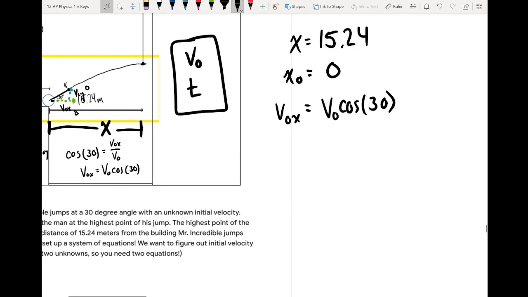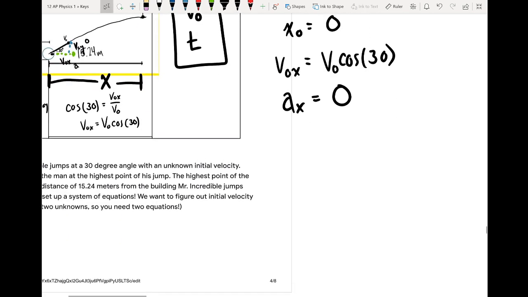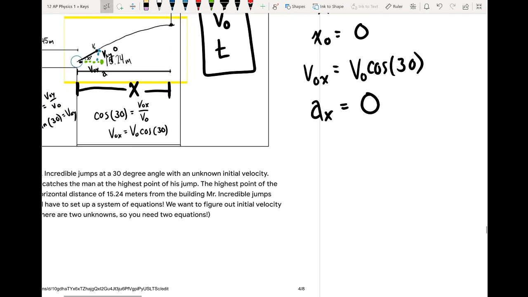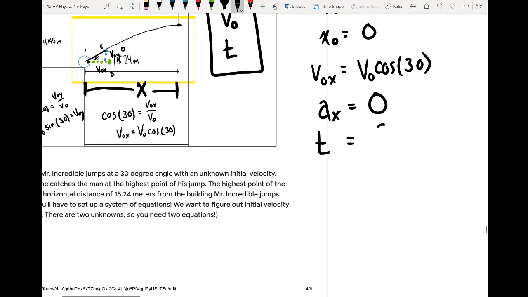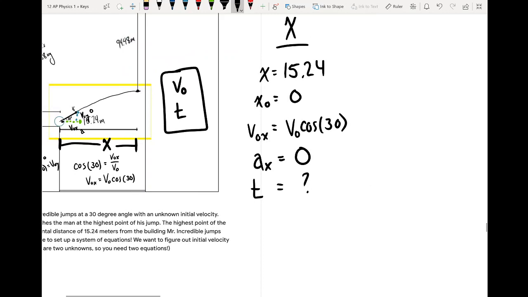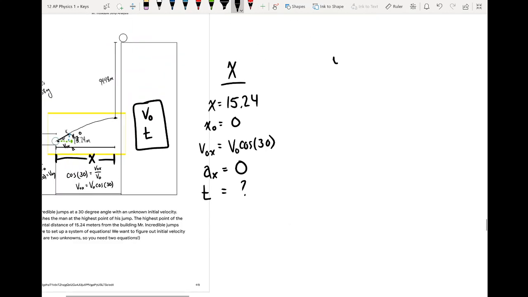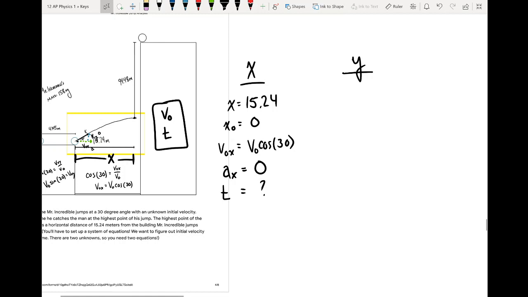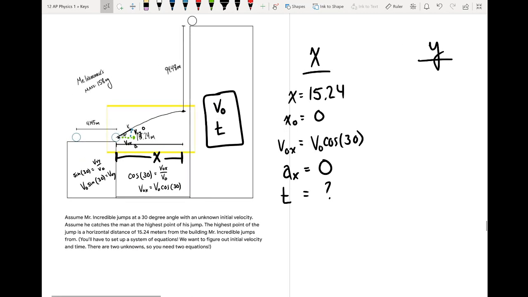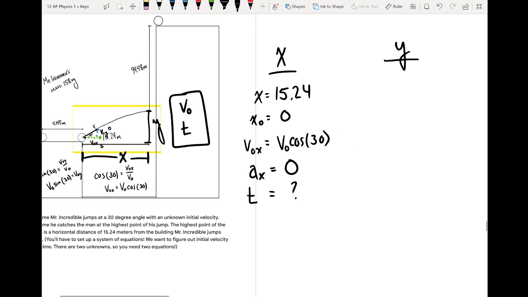All right. And then we can say that the acceleration in the x direction is just going to be 0, because we know that we don't accelerate in the x direction. There's nothing forcing it in the air. And time is equal to something we don't know. Then if we're looking in the y direction, we know that he jumps up some height, y, but we don't know what height that is.